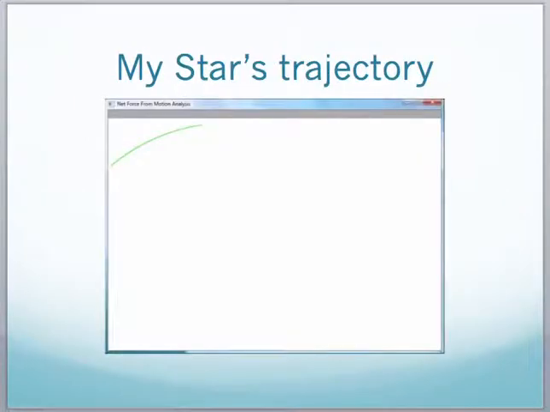Everyone was supposed to download an Excel file with different positions of the star's trajectory, and mine gave me about a quarter of a circle, maybe a little less than a quarter of a circle's trajectory around the black hole.